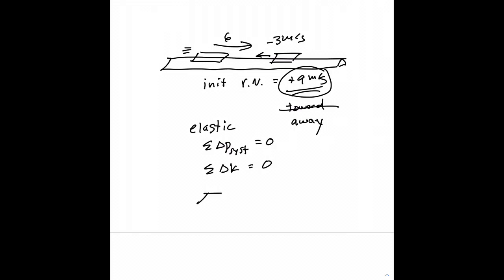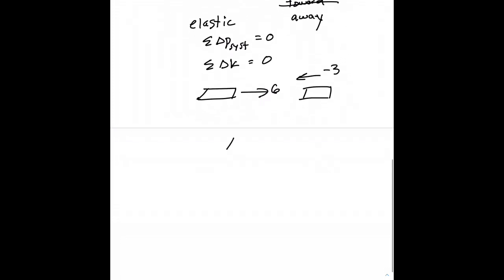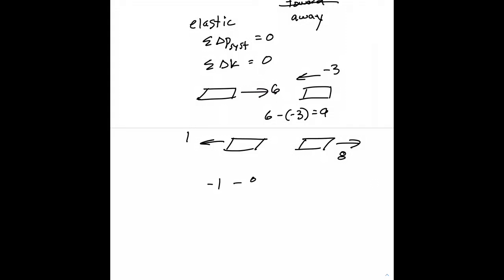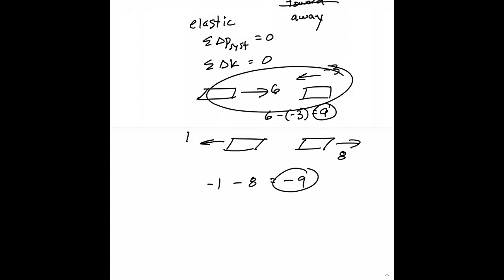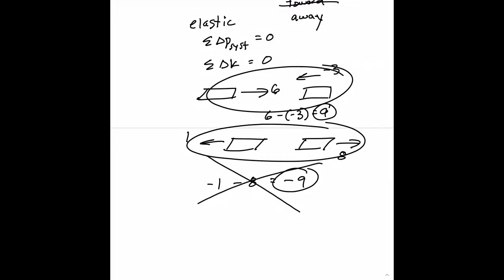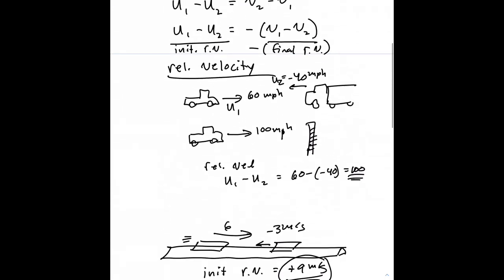So, for example, you could have a glider going this way at 6 and this way at negative 3, and then perhaps after the collision, this glider bounces back at 1, and so this glider moves this way at 8. 6 minus negative 3 gives us 9, and negative 1 minus 8 gives us negative 9. The magnitude of the relative velocity stays the same, it just changes direction from toward one another to away from one another. Now, I don't think this is the correct solution, but that's just an illustration. We have to go back to the math to figure out the correct value.